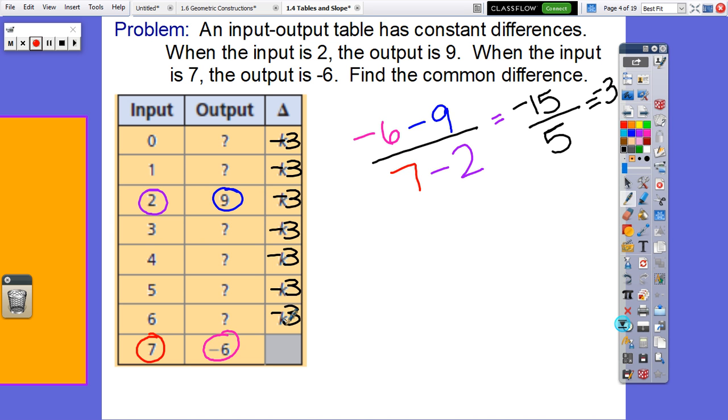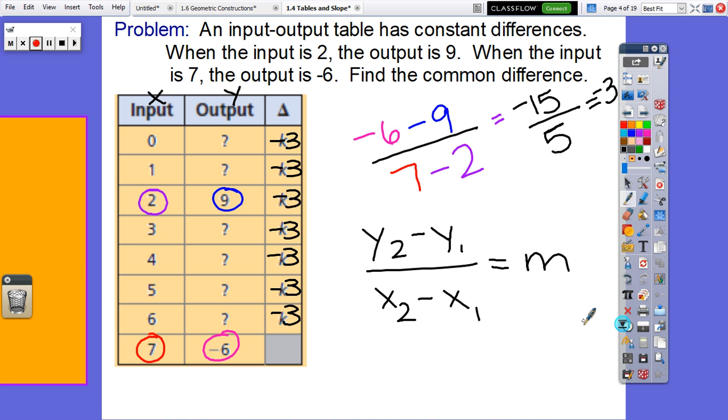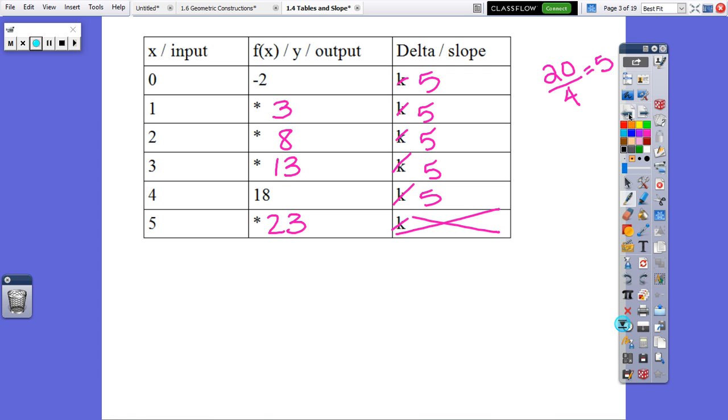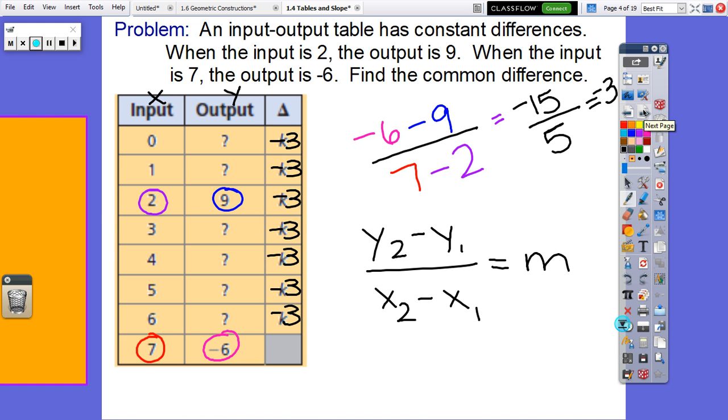Okay? You should recognize this formula right here. Another name for the output that we just talked about is y, and the input that we just talked about is x. And if you remember all the way back from Algebra 2, y2 minus y1 over x2 minus x1 gives us the formula for slope. And we know, if we go back a page, slope and delta are the same thing. So here would be my y2, here would be the y1, here's the x2, and the x1.